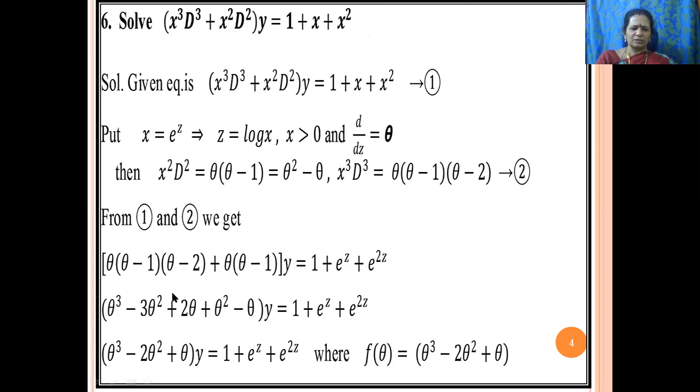Now here this is an equation, we got it. So from this, just to simplify, we will get this equation. Now here from this we write f of theta, the functional value in the form of theta, right? So f of theta is equal to theta cube minus 2 theta square plus theta, right?